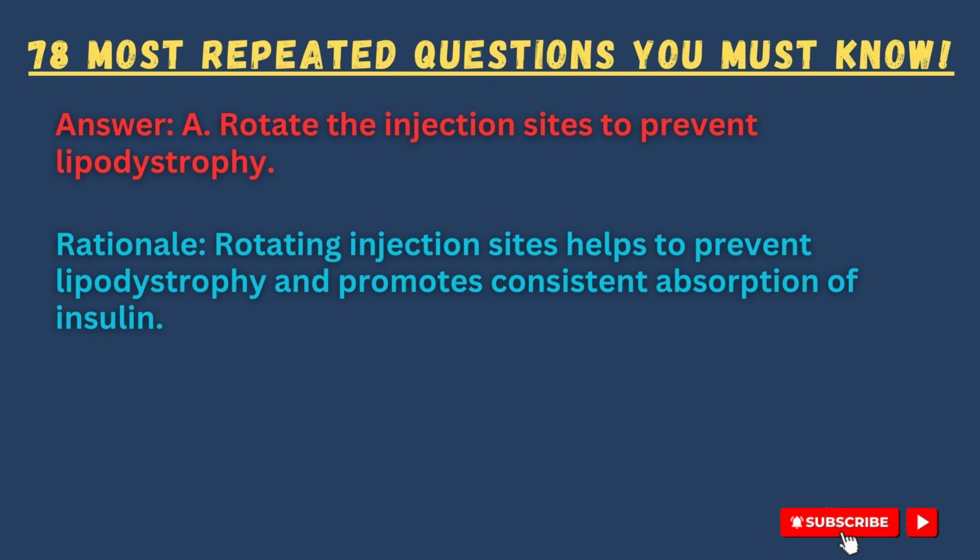Answer: A. Rotate the injection sites to prevent lipodystrophy. Rationale: Rotating injection sites helps to prevent lipodystrophy and promotes consistent absorption of insulin.